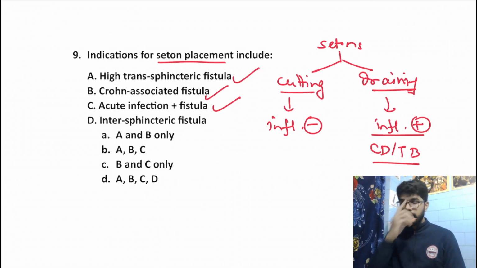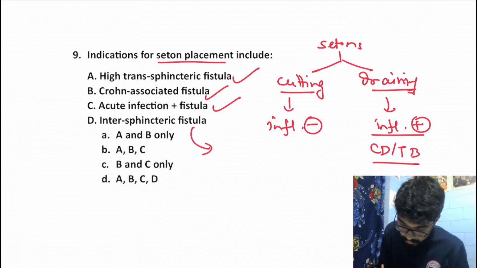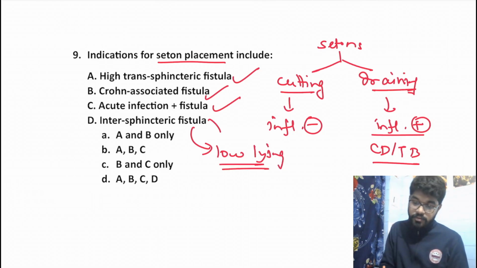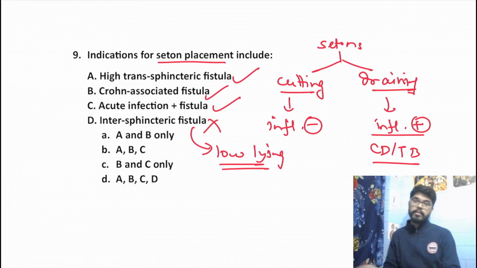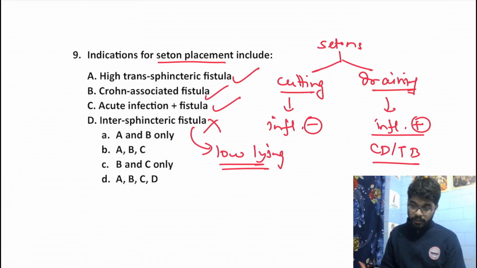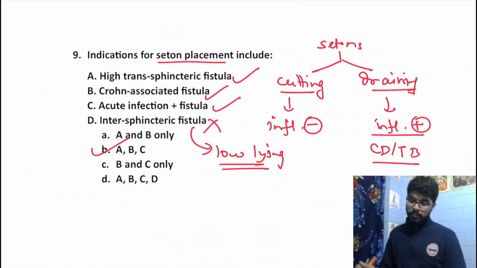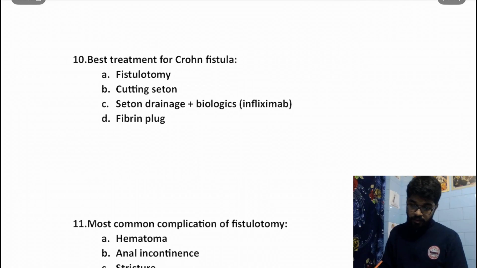Intersphincteric fistula. Remember that intersphincteric fistula is a low-lying fistula. So the treatment of choice in a low perianal fistula is not seton placement. It is fistulotomy or fistulectomy. So our answer would be A, B and C. Option B should be our answer. Another INICET question. Okay. Moving on to the next question.